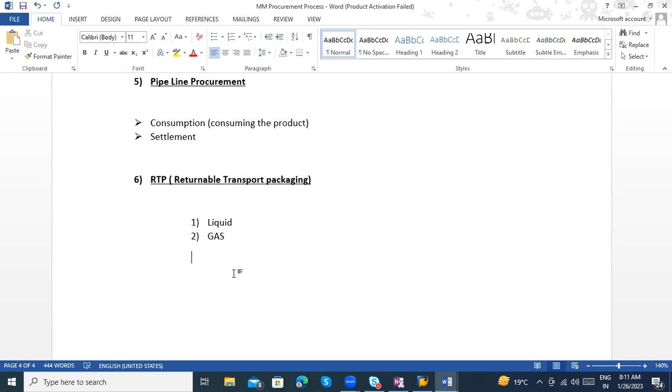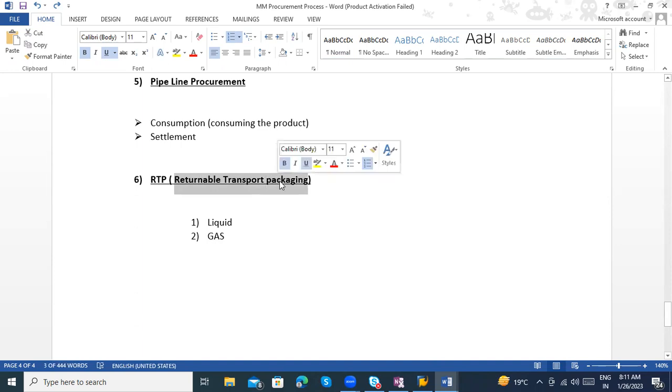So basically, it's a process of returning the containers, right? That's why it's called returnable transport packages. It's a simple concept; we can easily understand it. What is the process for returnable transport packages, the containers? So this is one process.